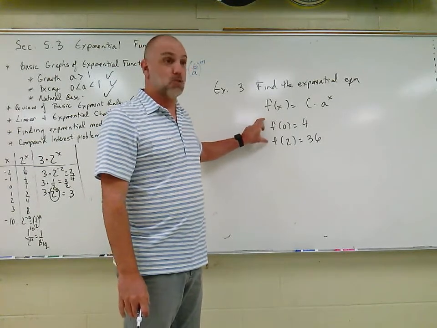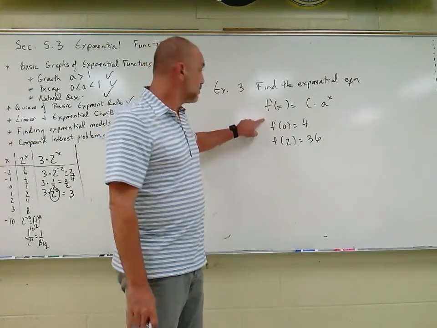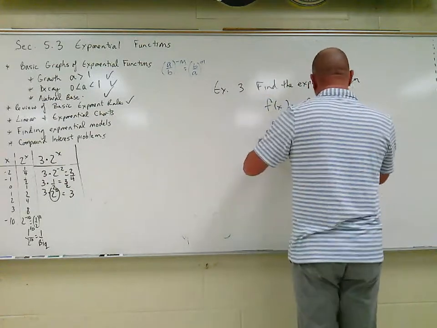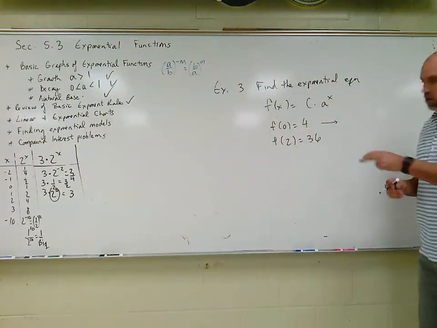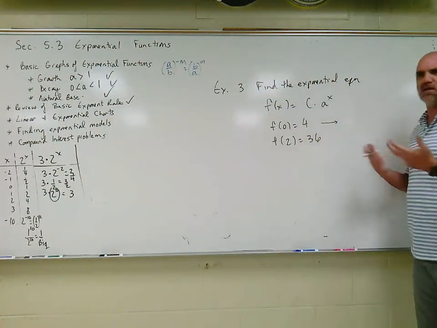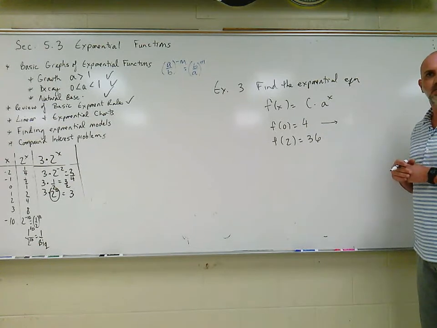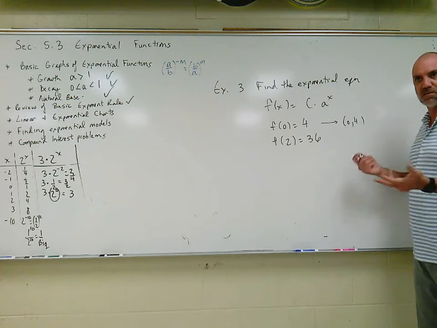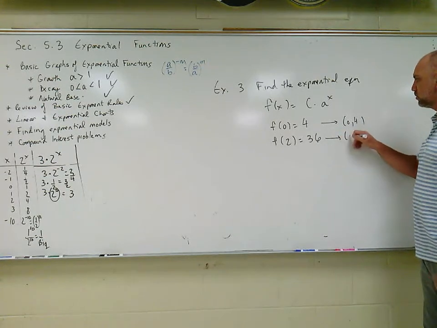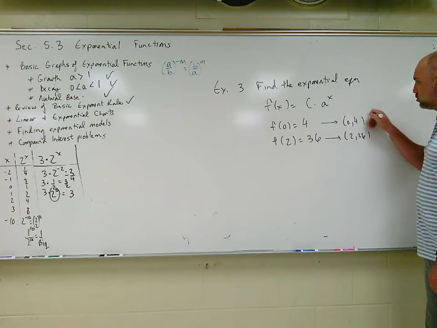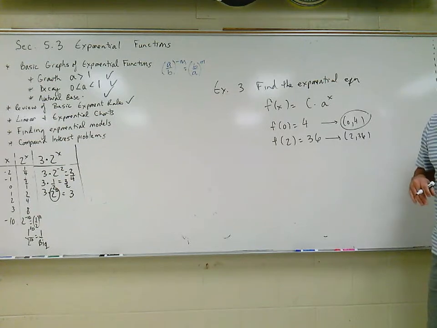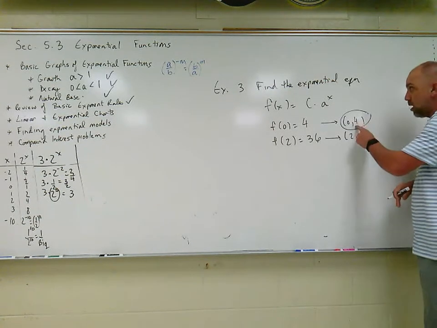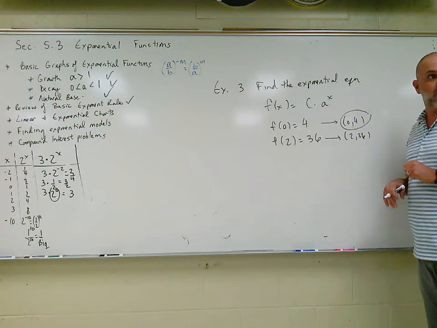Very good. So these are 2 points, first of all. So this is another way. How do you write this as an ordered pair? What point is f of 0 is 4? That's the same as what point? 0, 4, exactly. And f of 2 is 36 is the same as what point? 2, 36. And this tells you what? Yes, the y-intercept. And the y-intercept goes where on exponential functions?